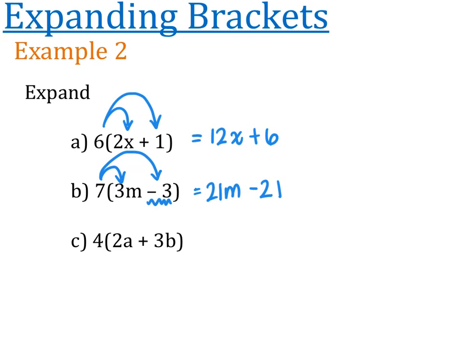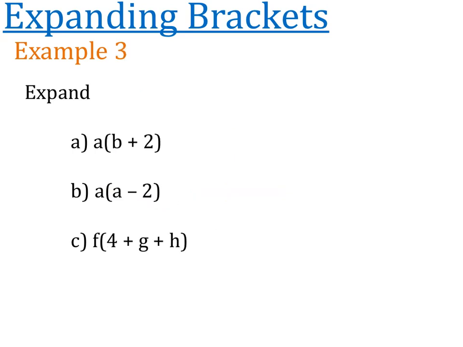And the last question, we've got 4 times by 2a, which is 8a, and 4 times by 3b, which is 12b. You don't have to draw the arrows if you don't want to, but it is always good to use them. And we've got one last example where we've got lots of letters and lots of numbers.